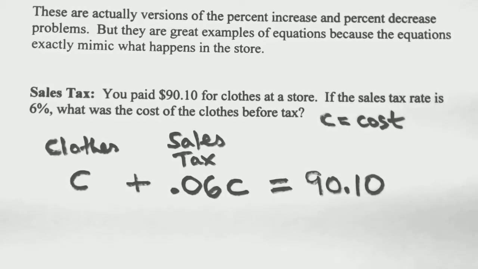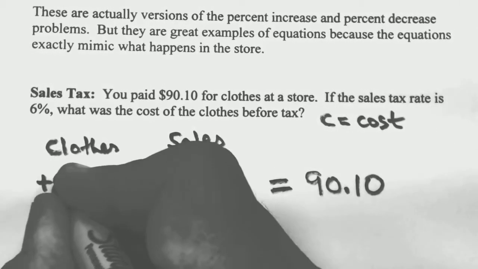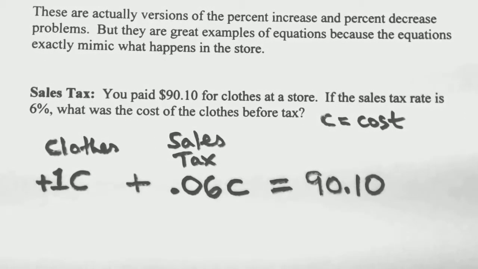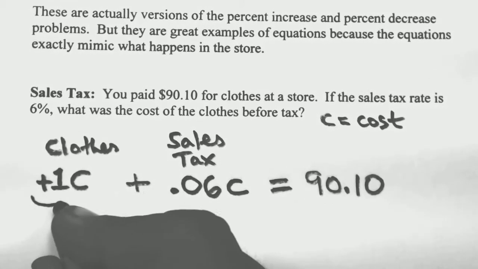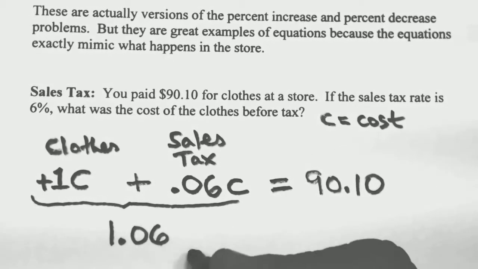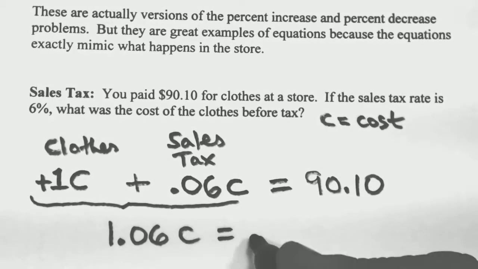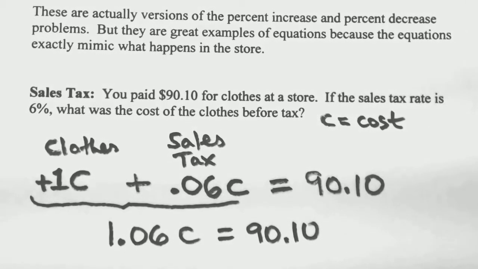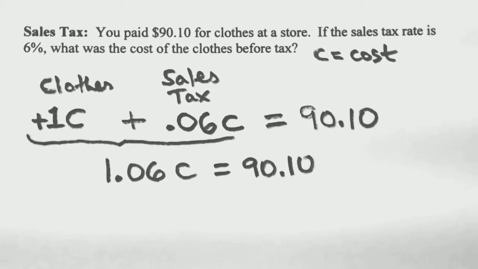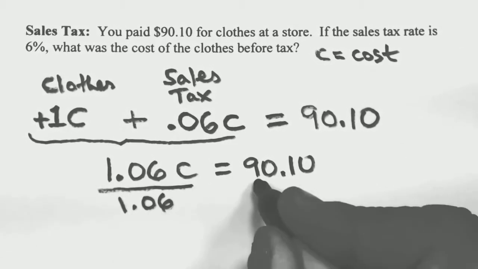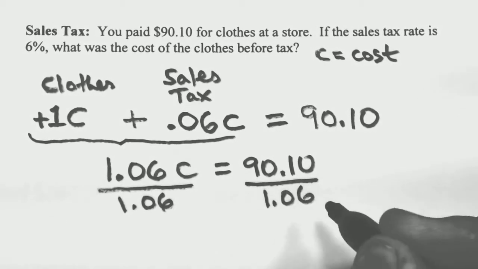Okay, well then, notice that these are like terms. Officially, this is a +1C. You don't see a sign here, so we could put a plus. You don't see a number, we could put a 1. And since they're like terms, we can add those together. Combining those, what we get is 1.06C, which equals, of course, the 90.10. Now, let's turn around and solve for C. We simply are going to divide both sides by the 1.06, so here we go, 1.06. The same thing over here, 1.06.